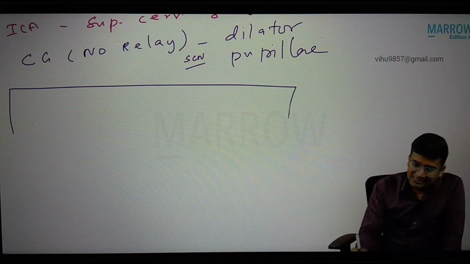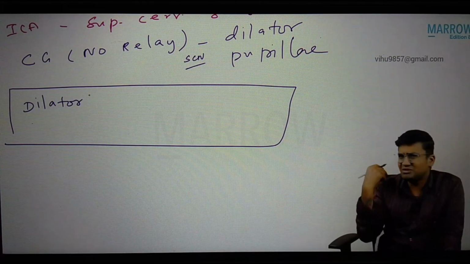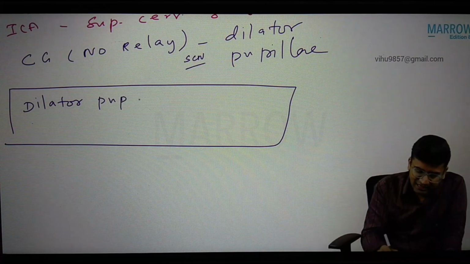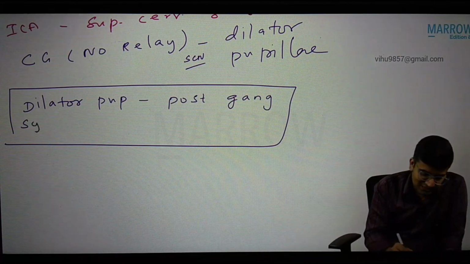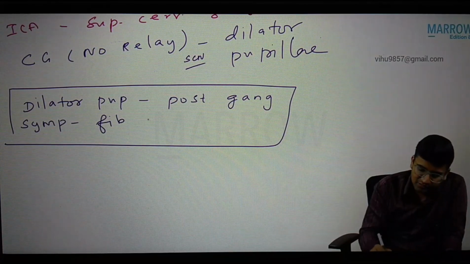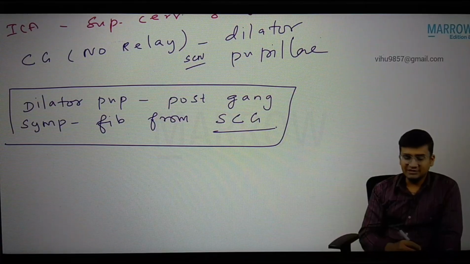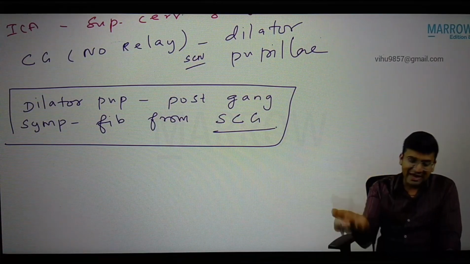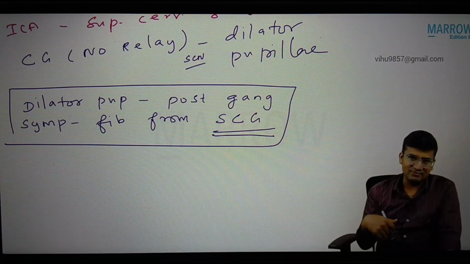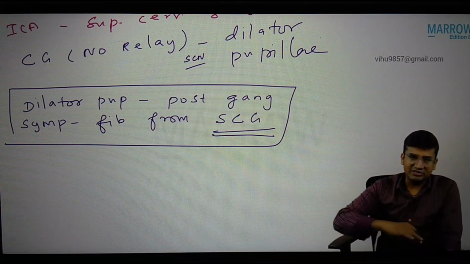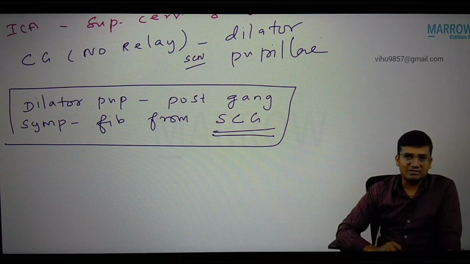So for dilator pupillae, please put one box and then write. One time they asked this question in the AIIMS exam, but it is a very old question. Dilator pupillae is supplied by post-ganglionic sympathetic fibers from the superior cervical ganglion. The plexus of the internal carotid carries the fibers, they pass through the ciliary ganglion without any relay and supply the dilator pupillae muscle.